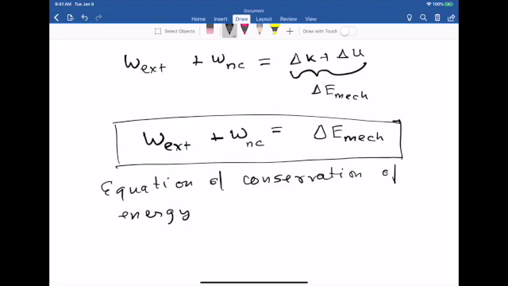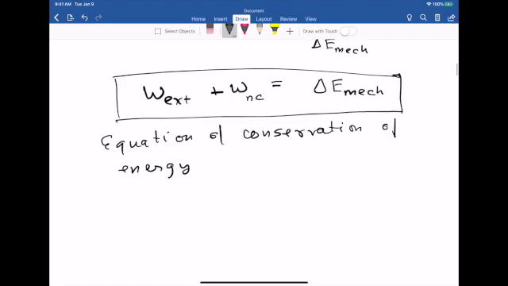Notice that it is not any different than the work kinetic energy theorem. The work kinetic energy theorem is also a statement of conservation of energy, but this equation just makes it a little bit easier to understand. As far as the physics is concerned, it is identical to the work kinetic energy theorem, right? So what does this equation help us see?